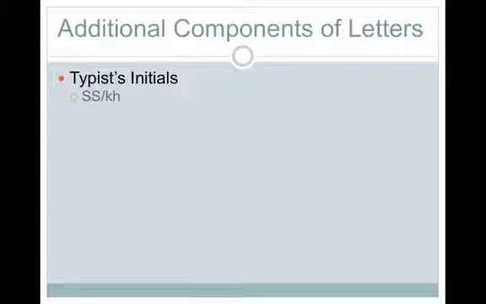For example, this shows that Kelsey Hall wrote the letter on behalf of Steve Straight. If you type the letter, just skip the typist's initials since your name is already in the signature. The typist's initials appear below the typed signature, flush with the left margin.